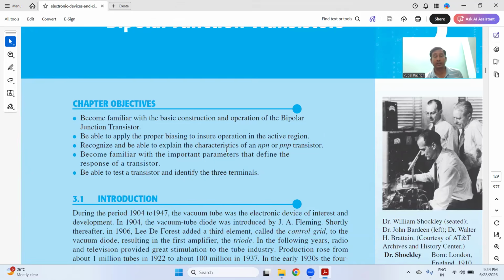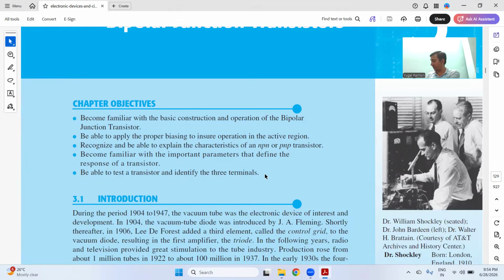And we will be able to explain the characteristics of the NPN or PNP transistor. And we will be able to define the parameters and the response of a transistor, that is, a BJT. We will also be able to test a transistor and identify the three terminals. I already told you in the beginning of this video, if you check the playlist of Electronic Devices and Circuit Theory, this is the ninth video of my discussion, and it is a kind of lecture or talk in front of you on the topics that we have discussed. So, the topic for today's discussion is BJT.